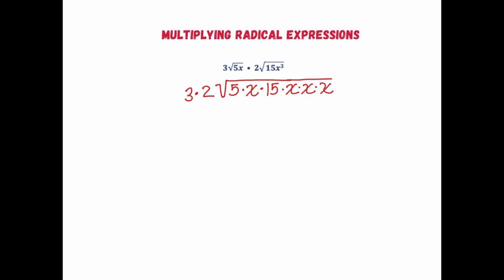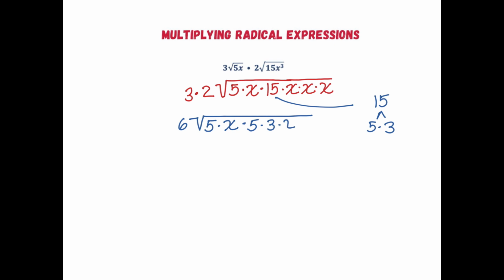So now I have this written out in a way that I can find factor pairs a little easier. However, 15, we want to rewrite with prime factors. So that would be 5 times 3. So I'm going to rewrite this now. 3 times 2 is 6, square root 5 times x times 5 times 3 times x times x times x.